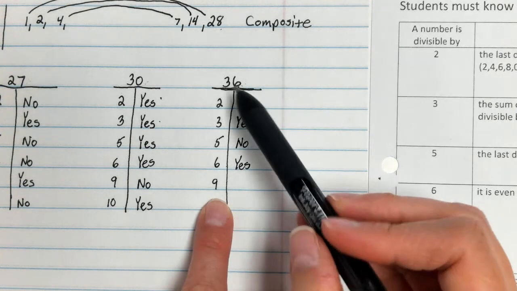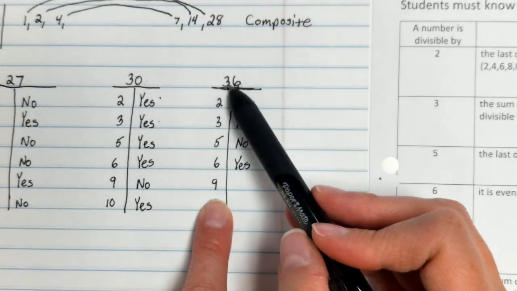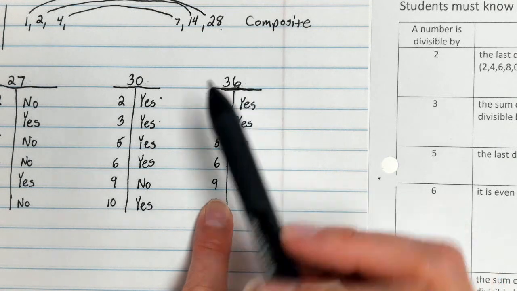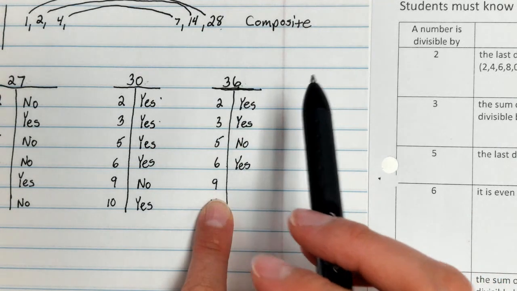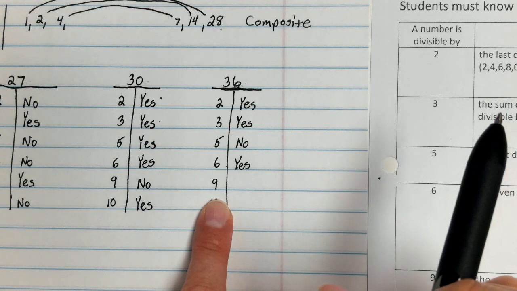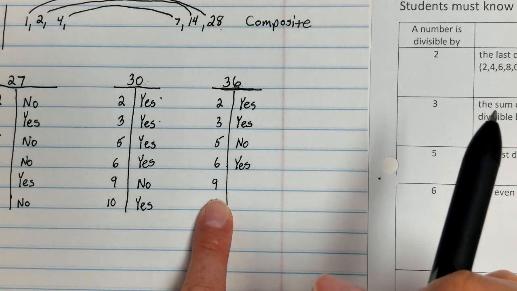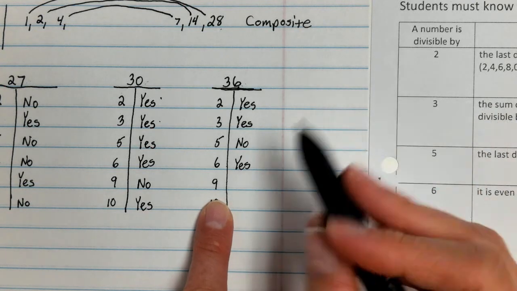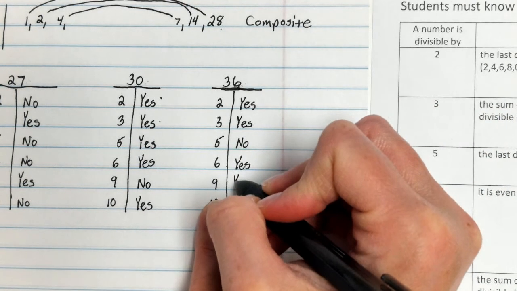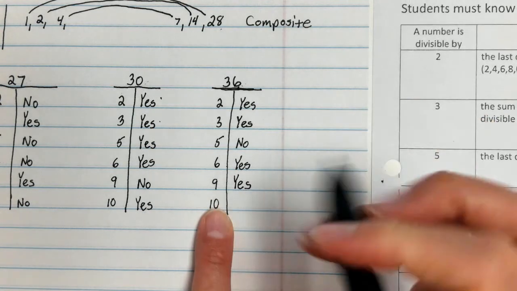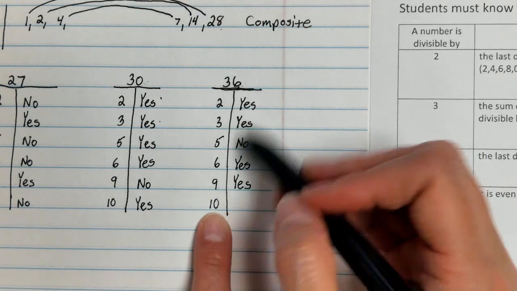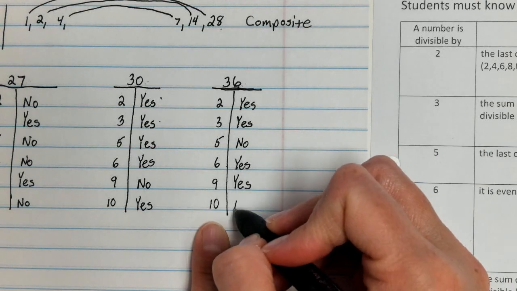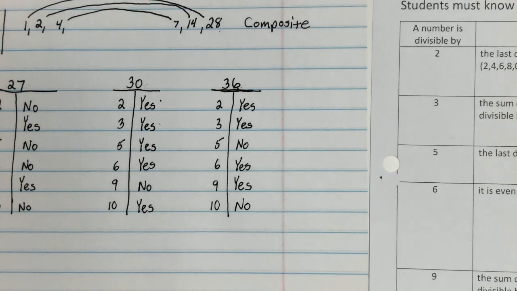All right? Now I look at 9. I add the 3 plus 6, I get 9. Is 9 times a number 9? What number can I multiply 9 by to get 9? Oh, 1. So yes, 36 is divisible by 9. 9 is a factor of 36. What about 10? No.